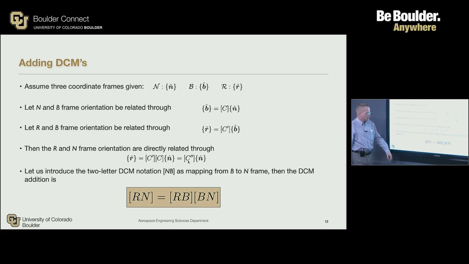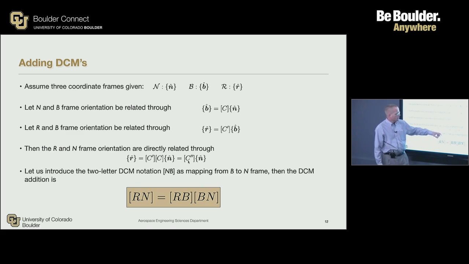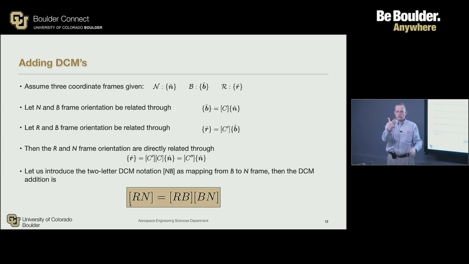If you do the 2-letter notation, to me that's actually easier, because this was BN, this was RB, and you get RB times BN, and you end up with RN. So the DCM allows a very simple way to add rotations. If I have the attitude from the inertial to the space station, this is the DCM, and then from the space station to the astronaut, this is the DCM, and you want to add the 2 orientations, you just multiply them out.